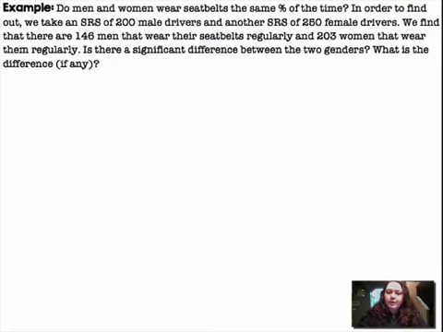So we don't know yet how to solve all of this, but you can see this has two different samples. We have a sample for men, we have a sample for women. So this is going to be a two-proportion test.